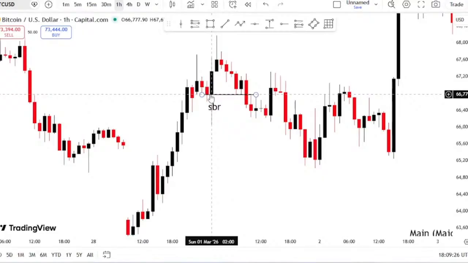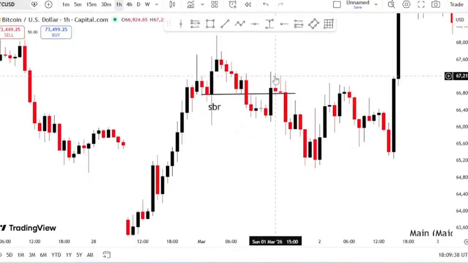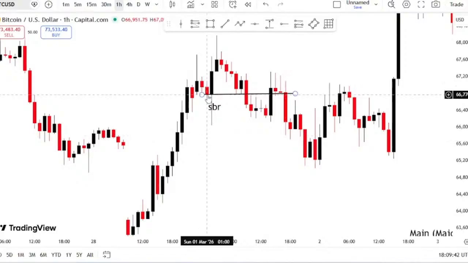It becomes what? It becomes a resistance. So we expect now that when price comes to this level, we see some level of what? Probably rejection, and price is able to what? Price is able to go down. Now this is support becomes resistance.